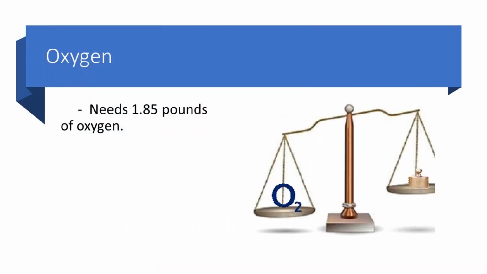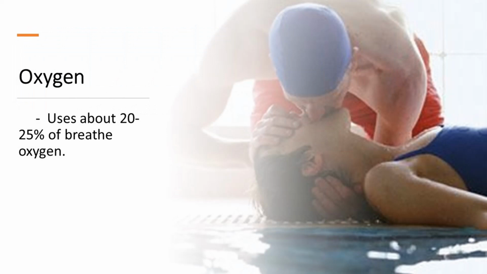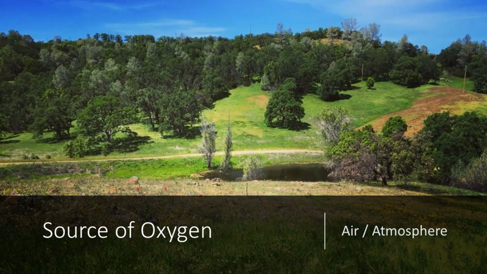According to some study, an average person needed about 1.85 pounds of oxygen daily. About 20 to 25% of oxygen that we inhaled were consumed by our body. The rest were exhaled back to the atmosphere. This is the reason why we can give oxygen to other people during the conduct of CPR or the cardiopulmonary resuscitation. The natural source of oxygen was the atmosphere. Nature converts the carbon dioxide that the animals exhale back to oxygen through plants and trees.